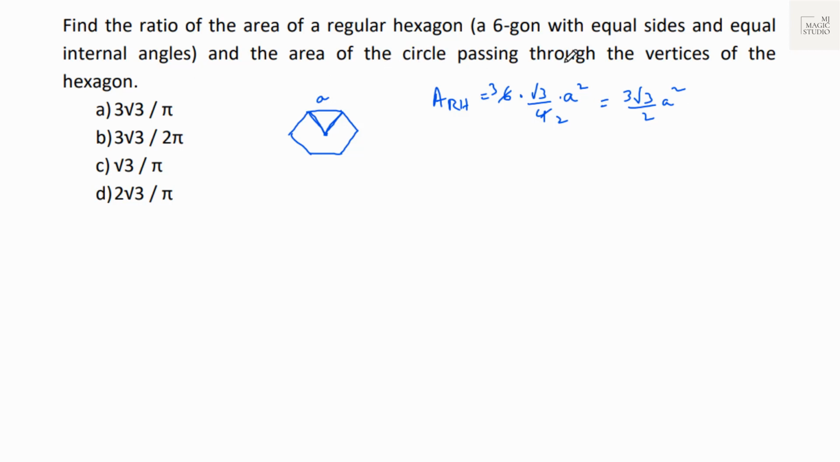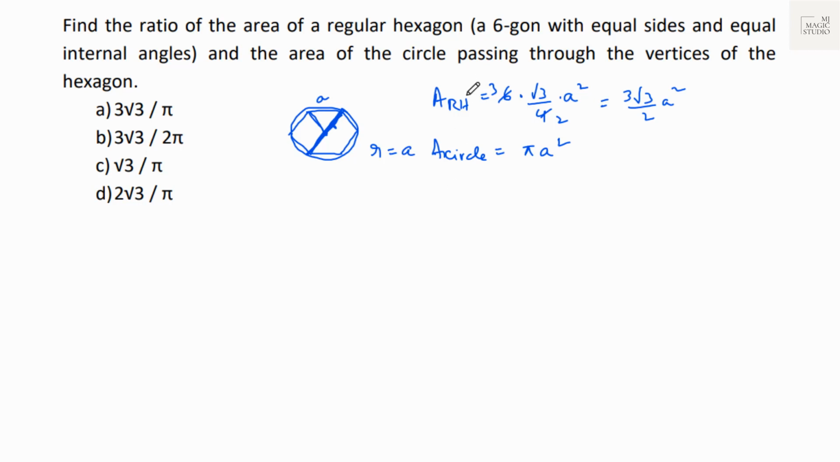Find the ratio of area of regular hexagon, which is 3 root 3 by 2 a square, and the area of a circle passing through the vertices of hexagon. There is a circle which is touching all the 6 vertices of hexagon. Then we can see that radius of this circle is nothing but the side of the hexagon. The diameter is 2a. Radius of the circle is a. So the circle which is circumscribing this regular hexagon, its radius is equal to a. So area of this circle is pi r square, that is pi a square.